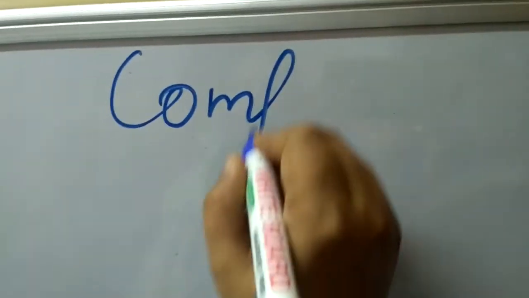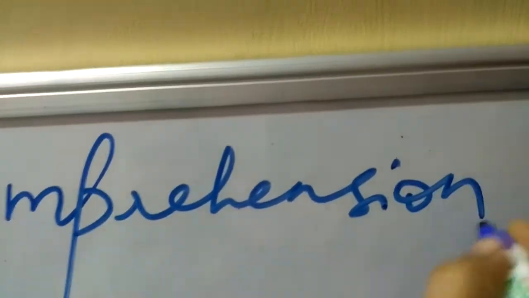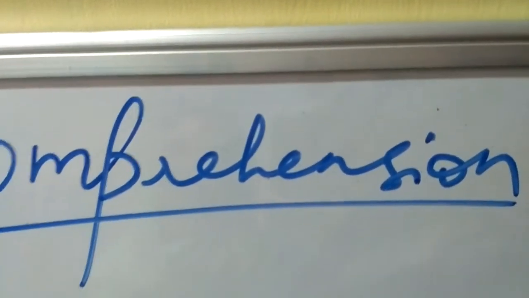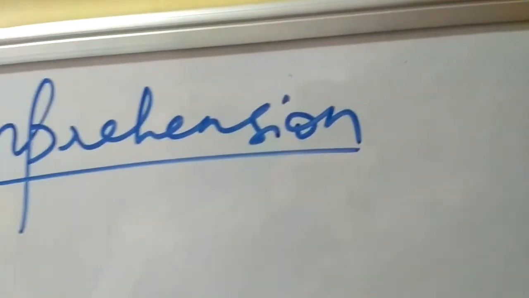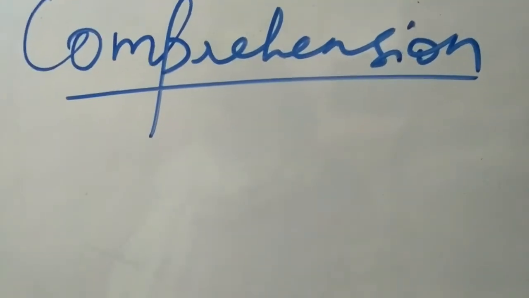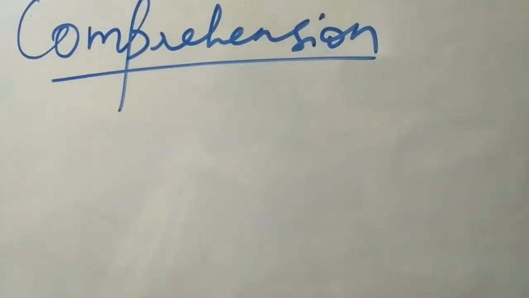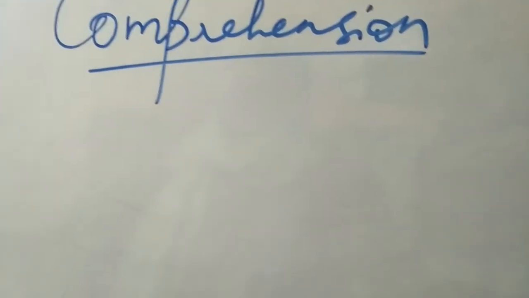Let us start with the chapter that is Comprehension. In the previous class, we discussed what we mean by comprehension, the introduction, and the aim behind doing this chapter. Clear? So, what was the aim? To understand the language of English. Now, this chapter comes under which portion? That is reading skills. Clear?